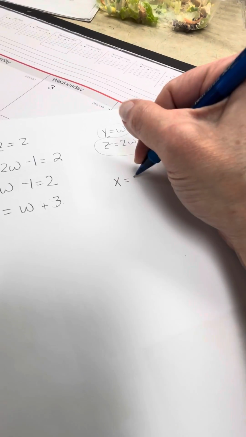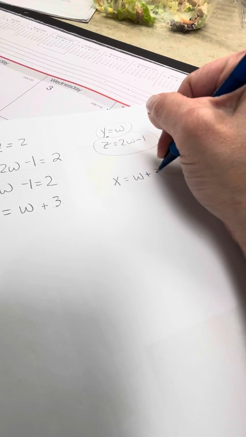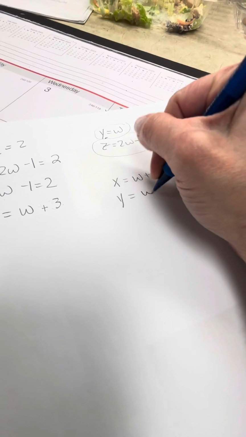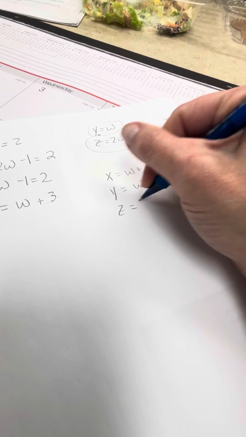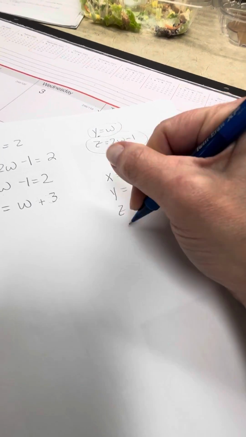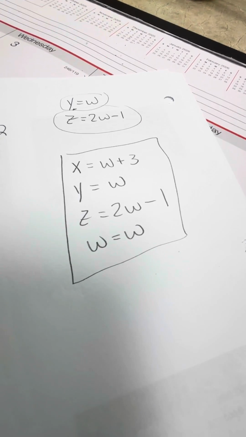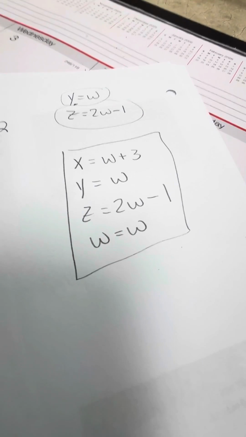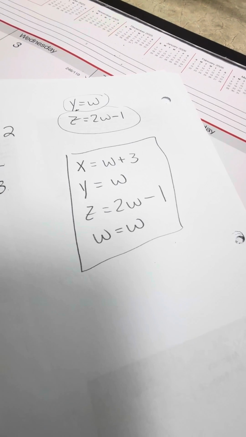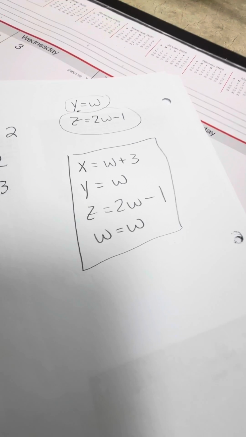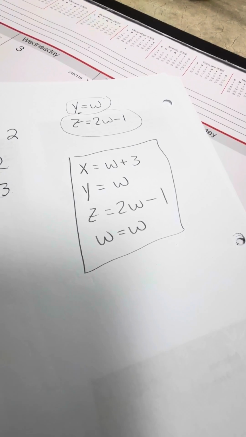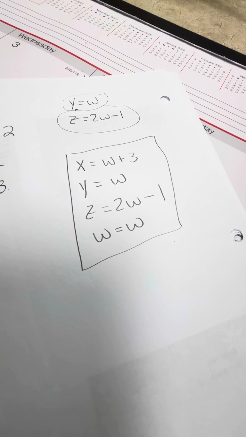dependent set of equations. X equals w plus 3, y equals w, z equals 2w minus 1, and w will equal itself. So this is the solution. They are dependent equations because you really only have 3 independent equations and 4 variables, so that will not have a unique solution. And this is what we get.